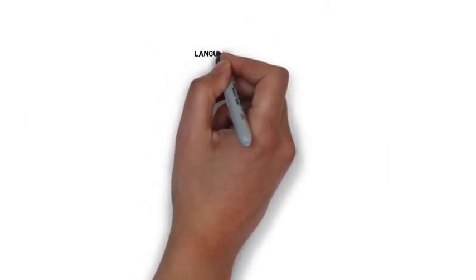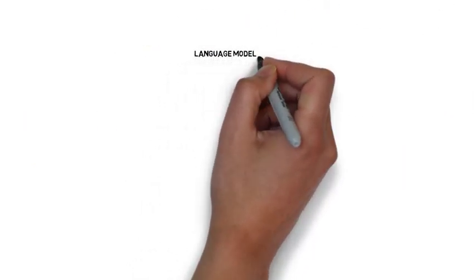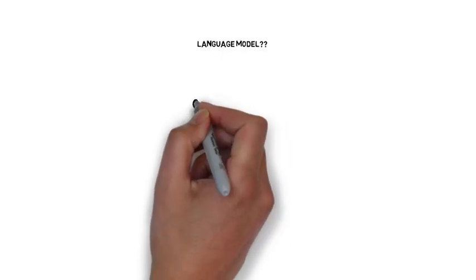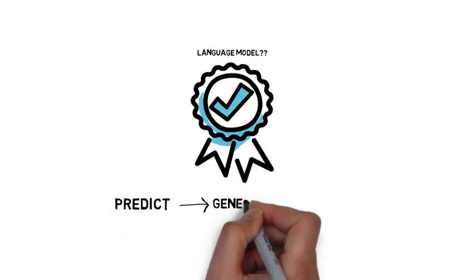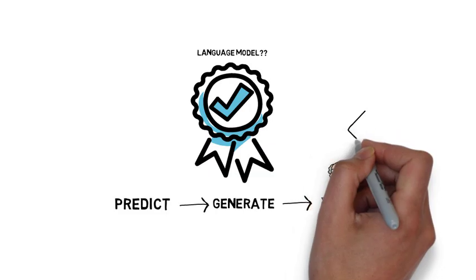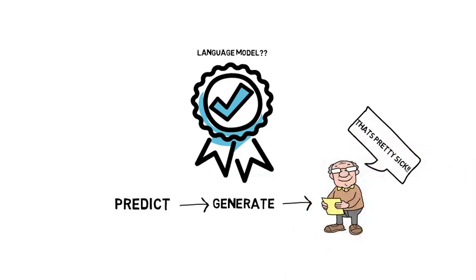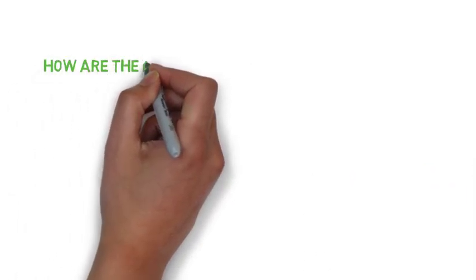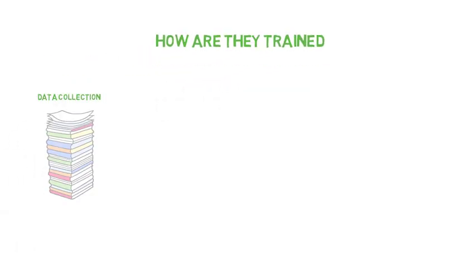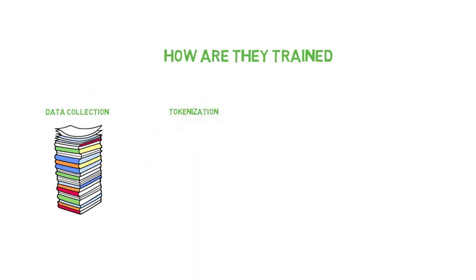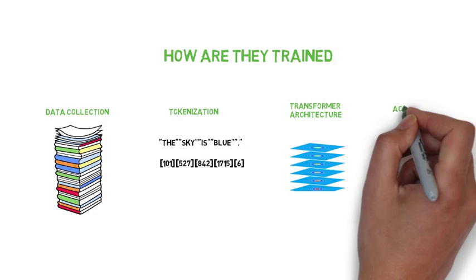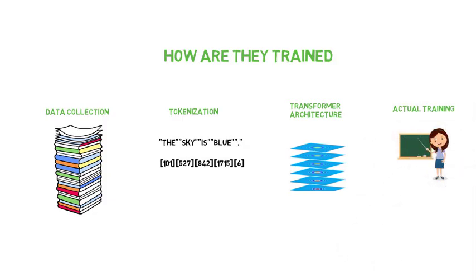Now, jumping to the language part. Why is it called a language model? It's called a language model because language is its key skill, and its core purpose is to actually predict and generate human-like language. 2. How are they trained? Training is a four-step process, starting with data collection, then tokenization. Tokens flow into the transformer architecture, and then comes the actual training.